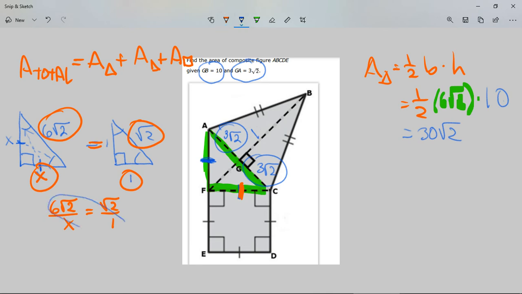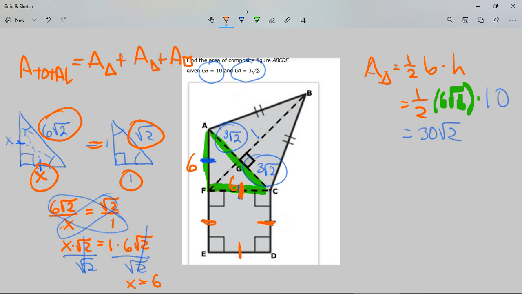Cross multiply. Okay, so you're going to get X times root 2 equals 1 times 6 root 2. Want the X by itself, so it's times root 2. Opposite is divide by root 2. Those can cancel out now too. So what is your X equal to? Guess what? 6. So guess what? These are also congruent down here. This is 6 and 6 and 6.